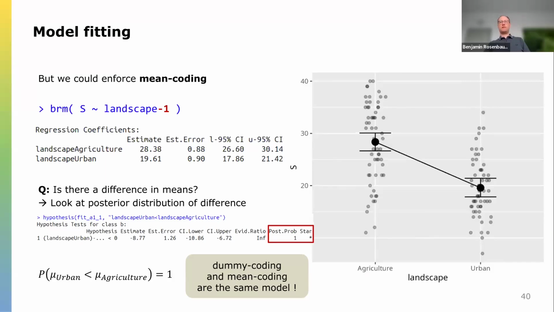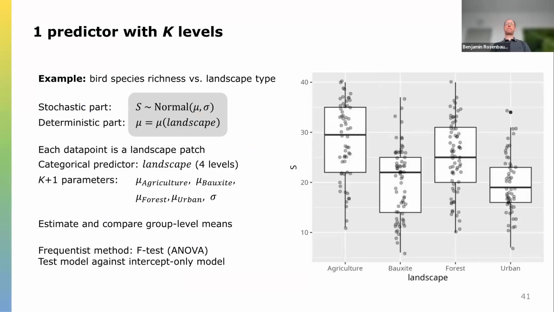So this was the classical t-test in frequentist statistics. You have just two levels in your predictor, and you want to compare if there's a difference in means. If you have more than one level, so different groups, you have one predictor with k levels, then in classical frequentist statistics, you would fit an ANOVA. It's called analysis of variation.